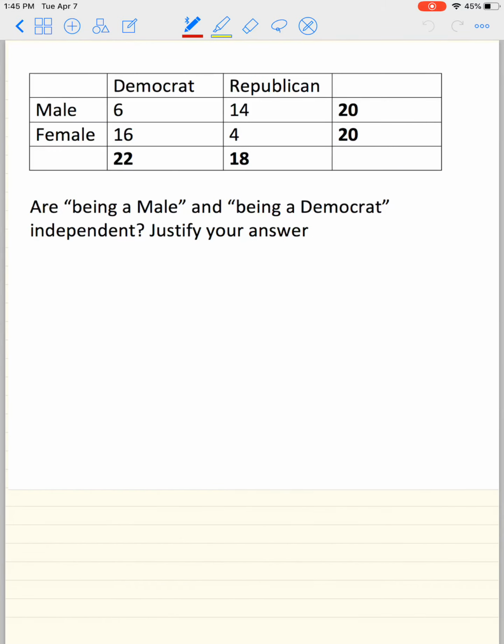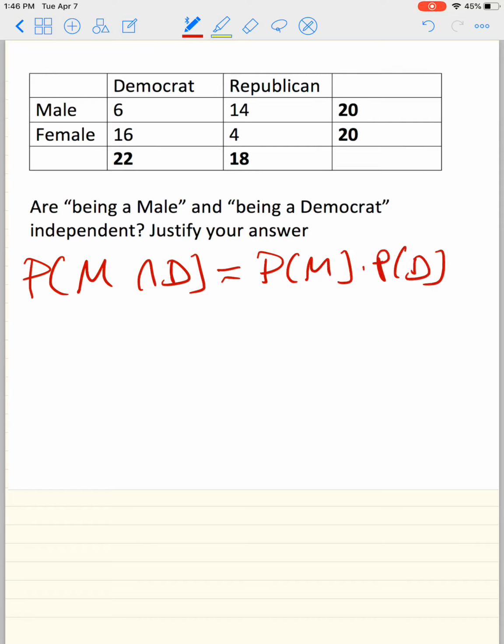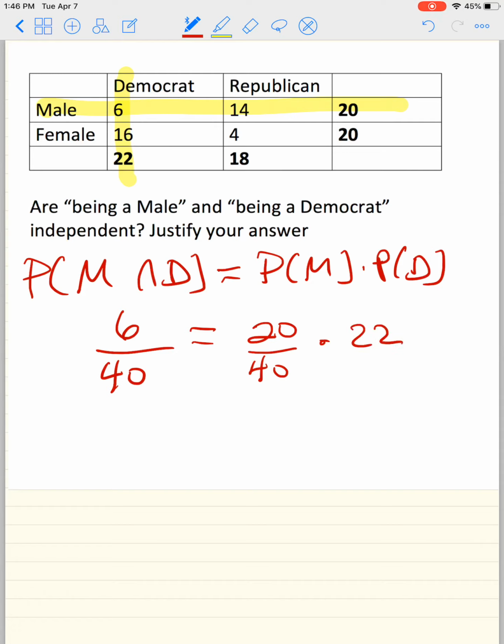Last problem. Is being a male and being a Democrat independent? Let's see. Male and Democrat. Does that equal the probability of male times the probability of Democrat? Well, let's find their intersection. Go to male, go to Democrat. They meet at 6. 6 out of the total. How many males are there? 20 out of 40. How many Democrats are there? 22 out of 40. I don't believe these two numbers are going to be equal, but I'm just going to check anyway. This is going to be 0.15.